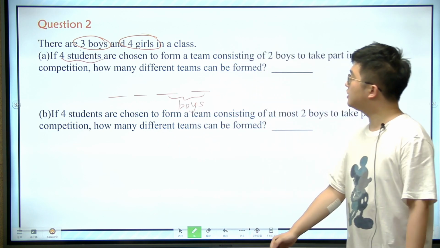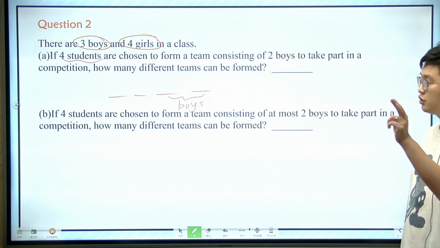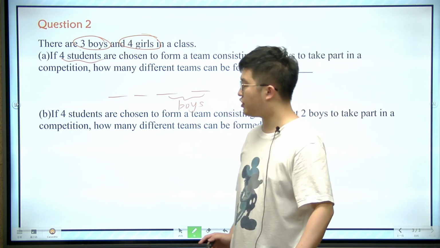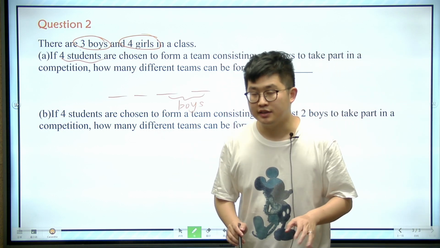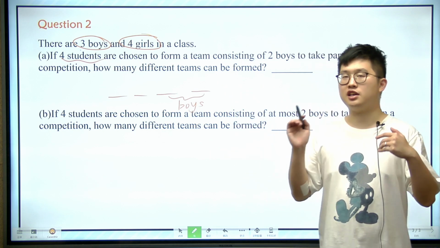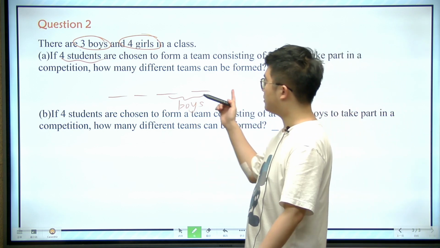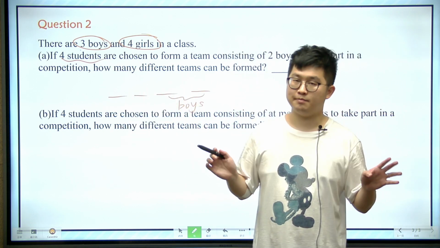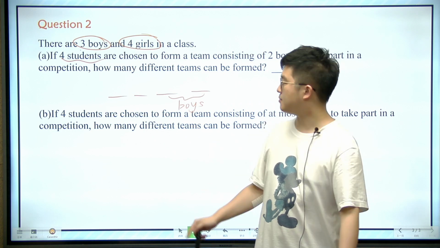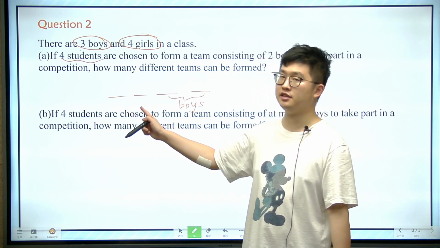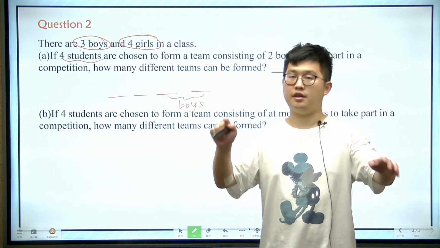All right, 4 students, 2 boys. So how many different teams can be formed? Now, we can see this is a combination question because the order doesn't matter. It doesn't matter if the boy is the first or the second or the third or the fourth. They are the same.